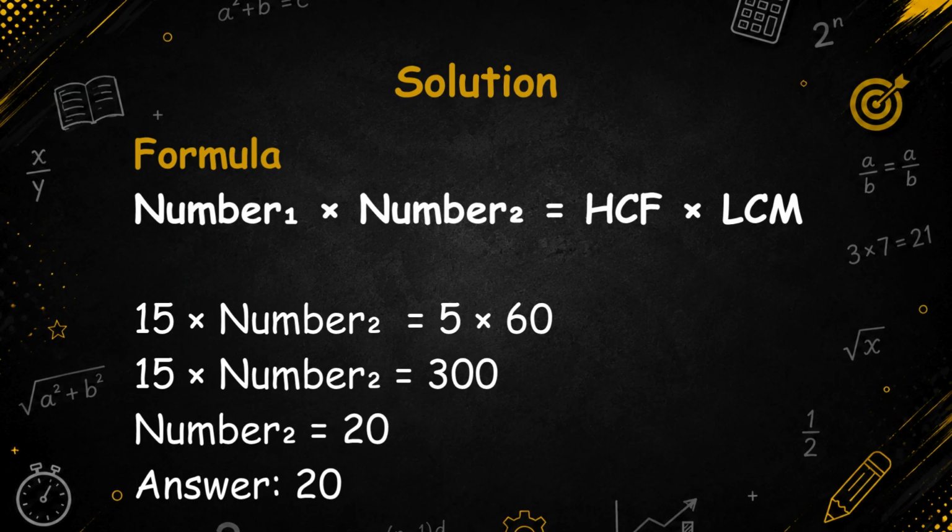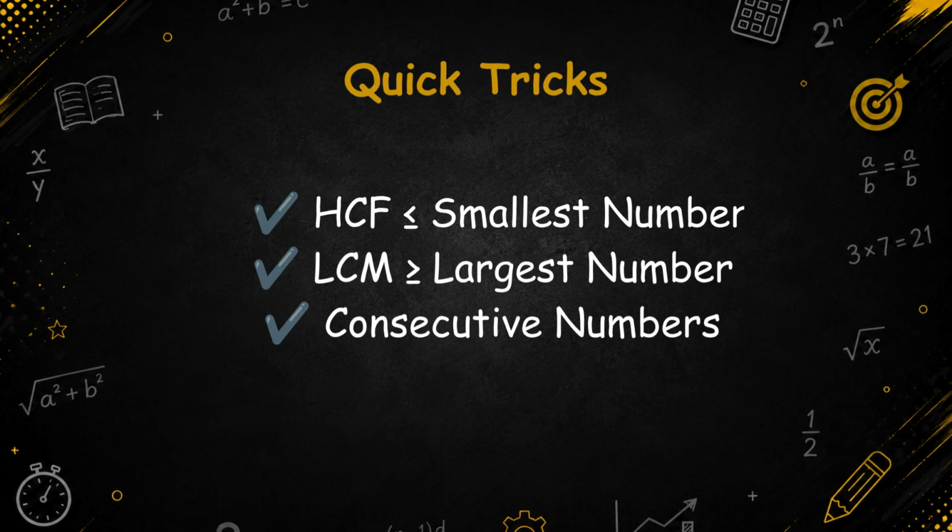Remember this important formula. The product of the two numbers equals the product of their highest common factor and least common multiple. Here, one of the numbers is 15, and the highest common factor and least common multiple are 5 and 60, respectively. So by substituting the values in the given formula, we get the answer as 20. So the other number is 20.